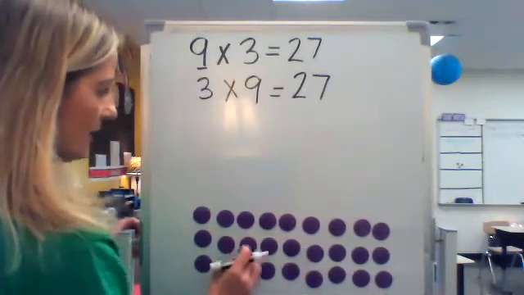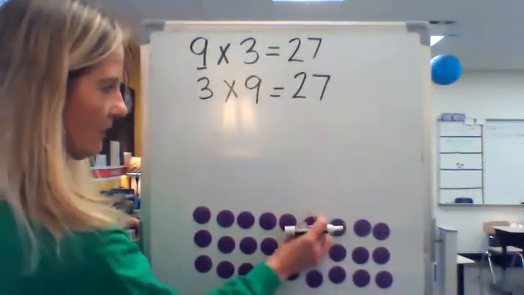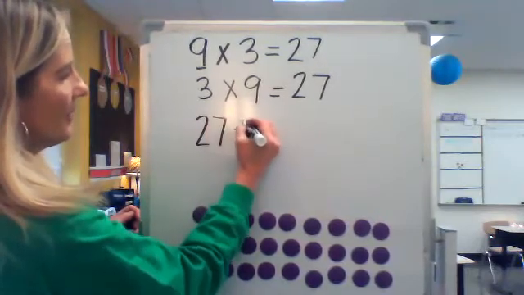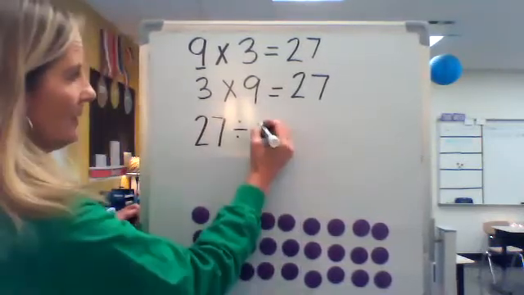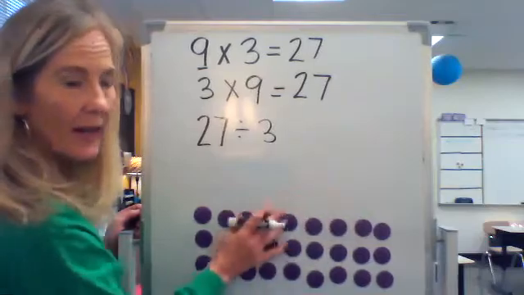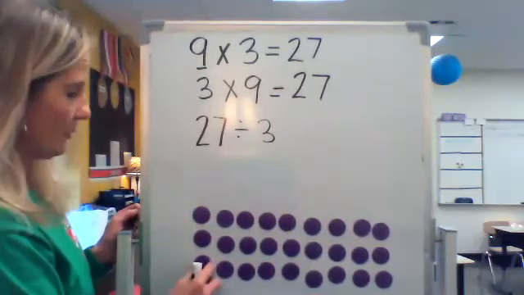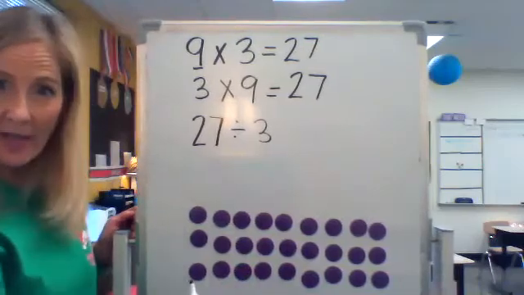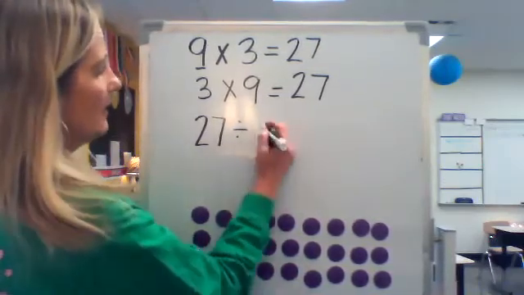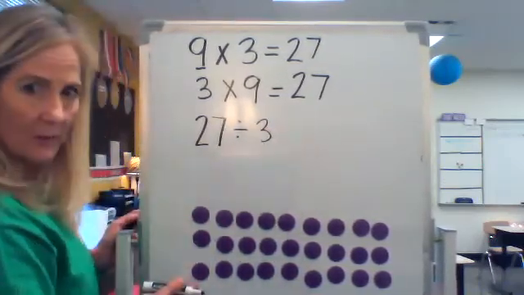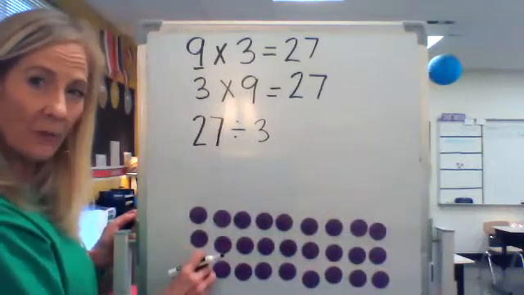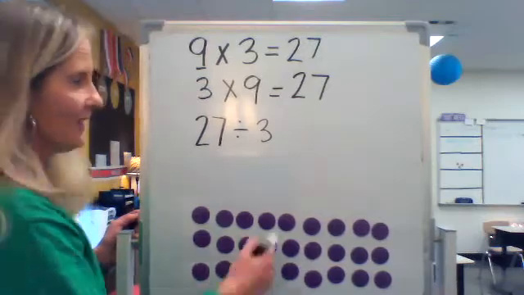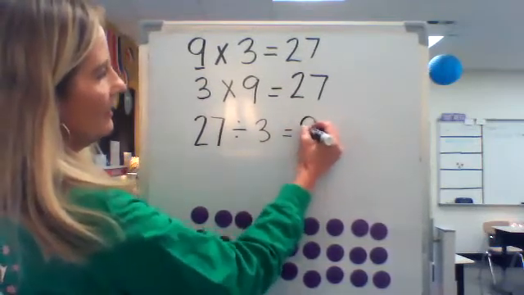Well, now let's think about the division. What if I had this big amount, 27, and I wanted to divide it among 3 groups? I know I have 27 in all, and I know I want to make 1, 2, 3 groups, but I don't know how many are in each group. I can use my multiplication facts to find that out, right? If I have 3 groups, there's 27 in all, how many are going to be in each group? Well, I know 3 groups of 9 is 27. So the answer would be 9.